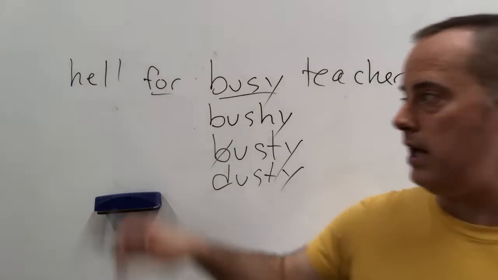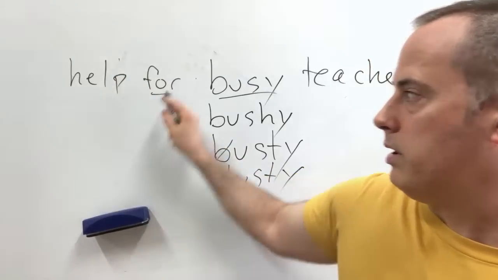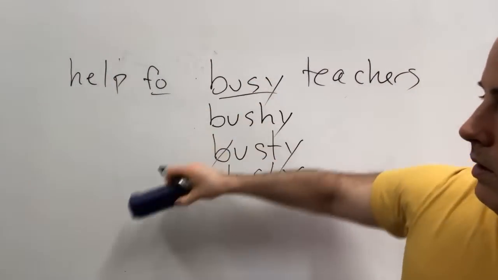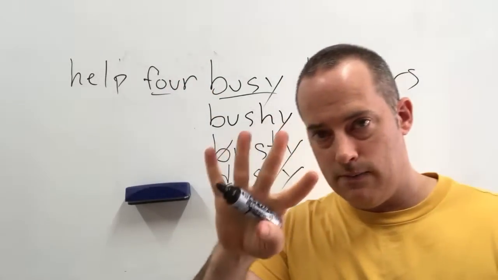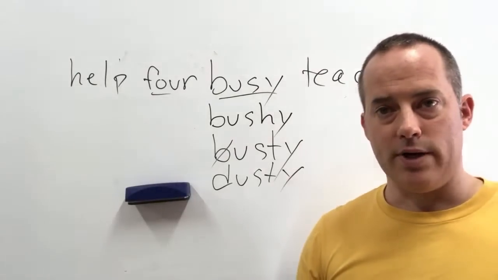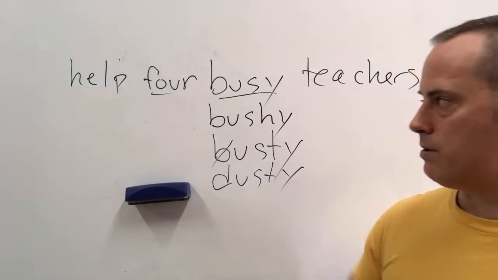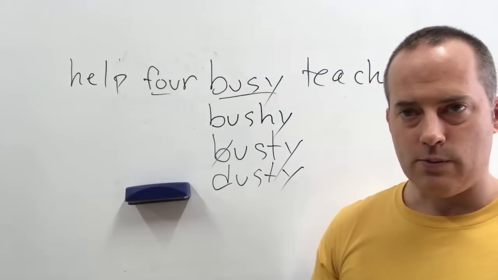Or we could also take, if we have "help" again over here, we can make this the same pronunciation, but the meaning changes. "For." So, help for busy teachers. We want to help four of them. Help for busy teachers, help for busty, bushy, or dusty teachers as well.